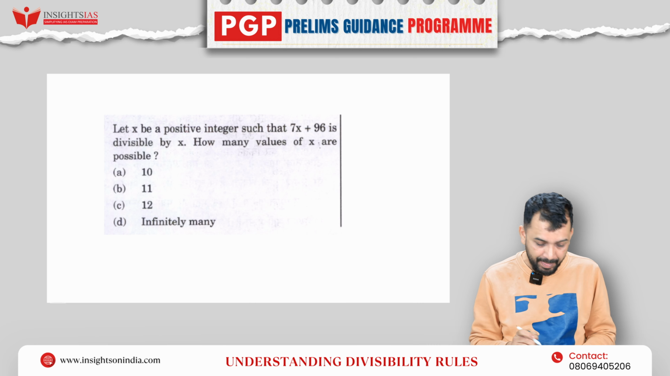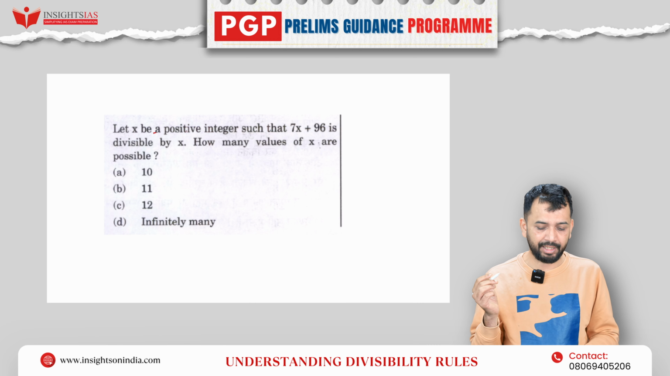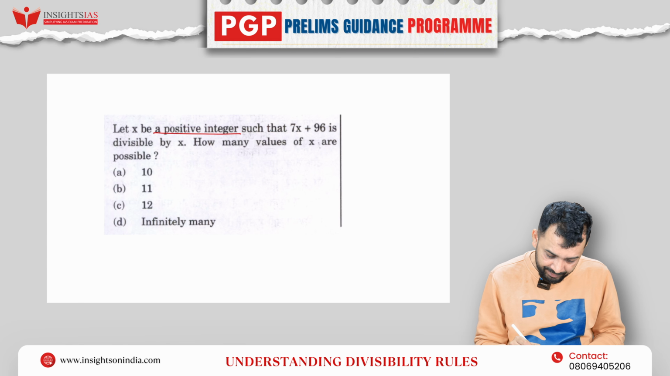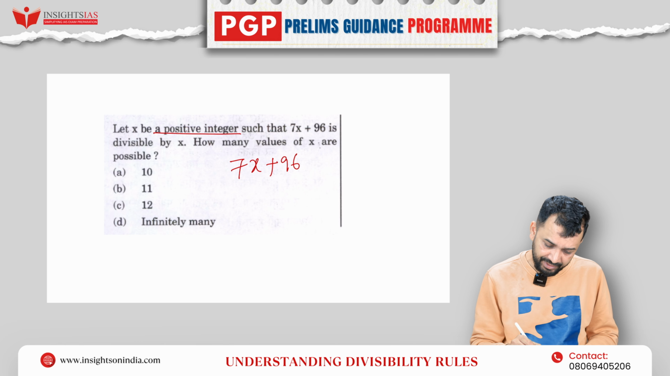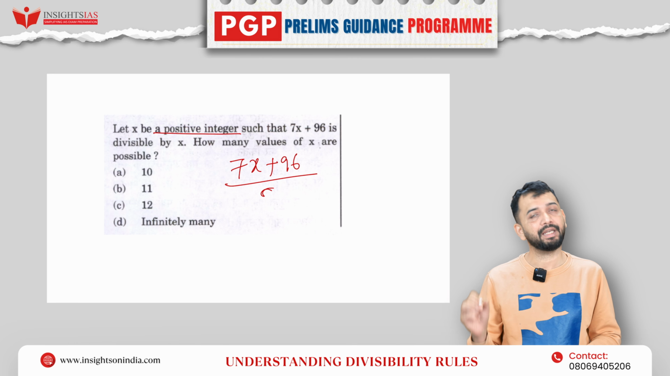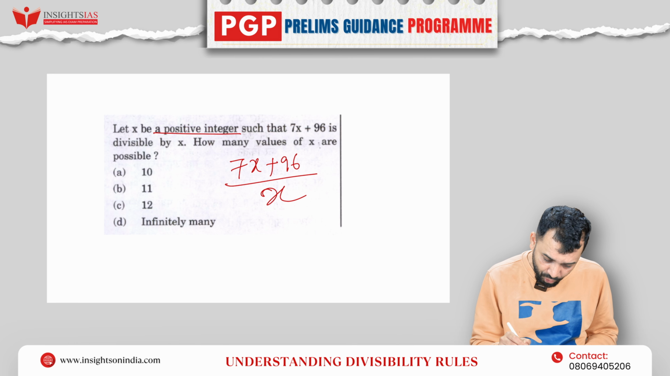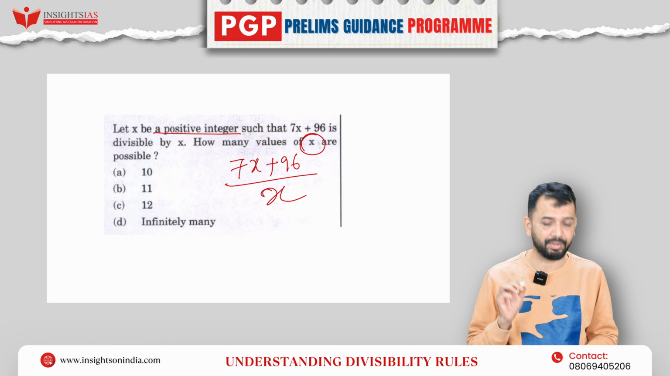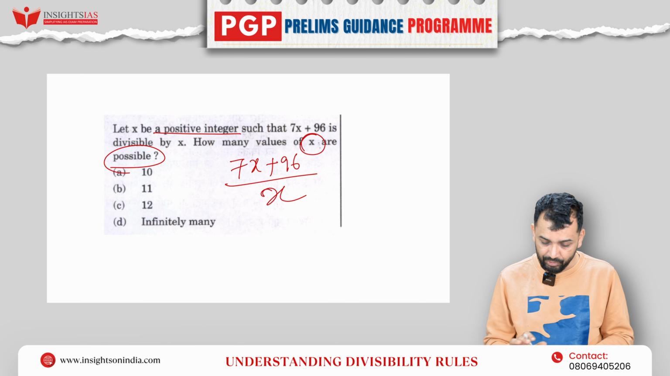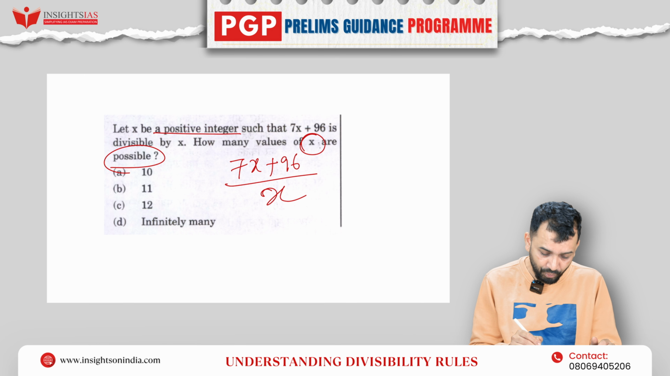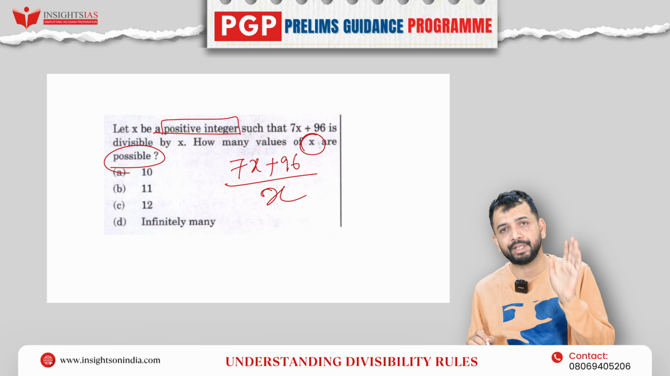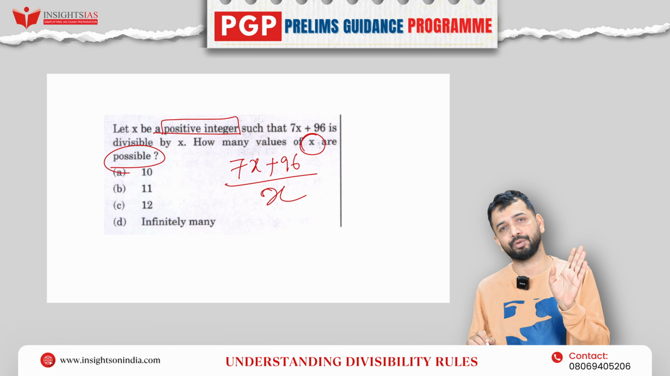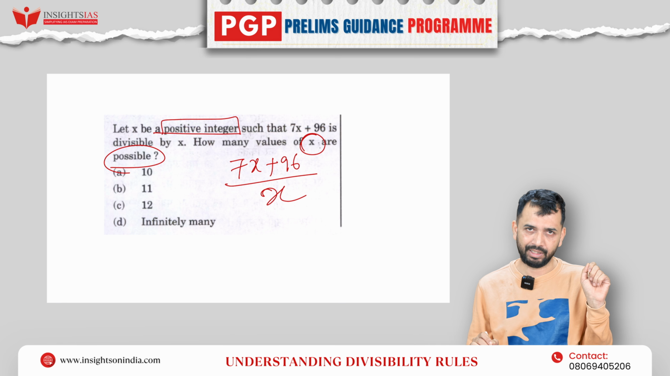So that is first. Second, let x be a positive integer such that 7x plus 96 is divisible by x. Now, how many values of x are possible? Now one thing they have given is, it is a positive integer. That means a natural number, it cannot be 0, x cannot be 0. Only this much has to be understood.